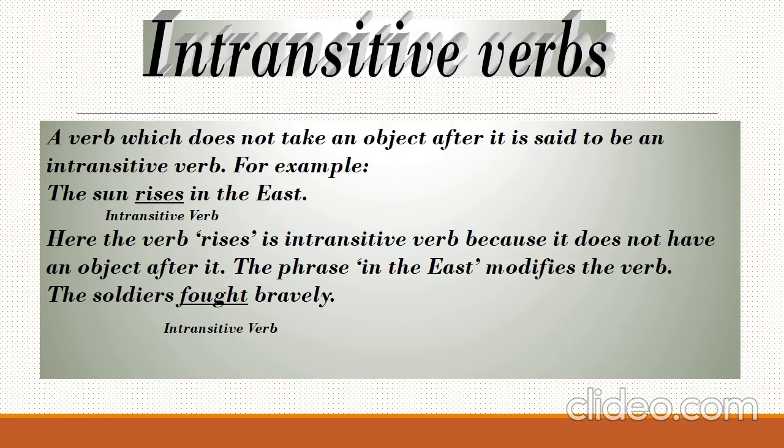Intransitive verbs. A verb which does not take an object after it is said to be an intransitive verb. For example, the sun rises in the east. Rises is an intransitive verb. Here the verb rises is intransitive verb because it does not have an object after it. The phrase in the east modifies the verb. The soldiers fought bravely. In this sentence, fought is an intransitive verb.